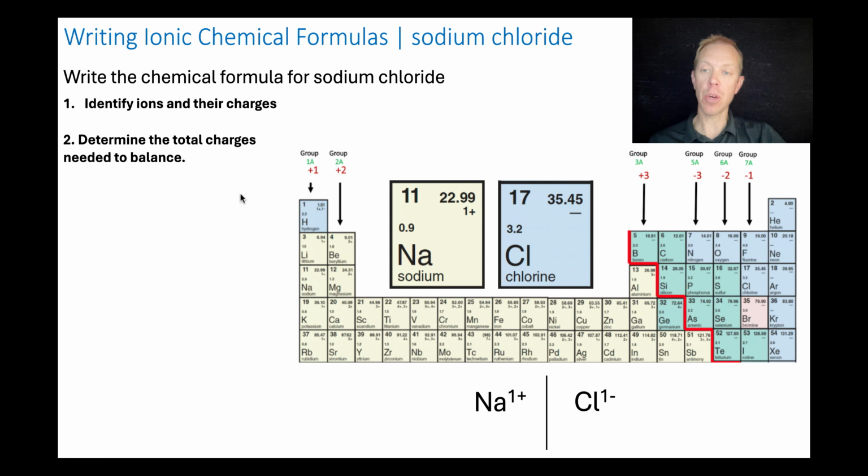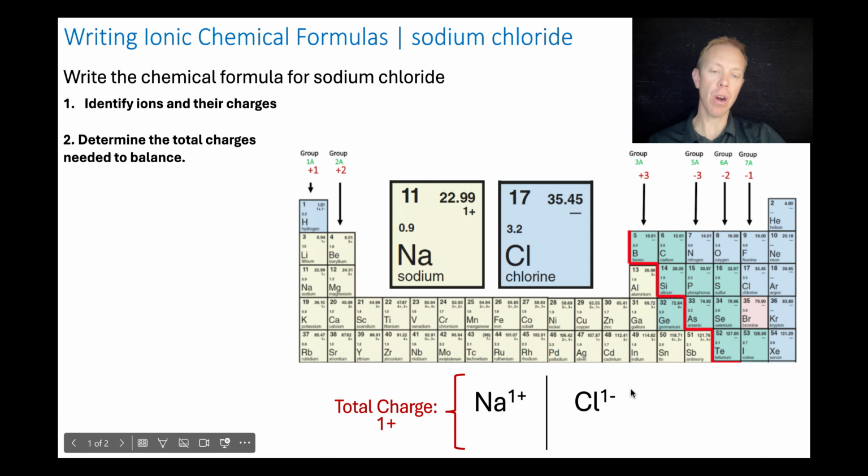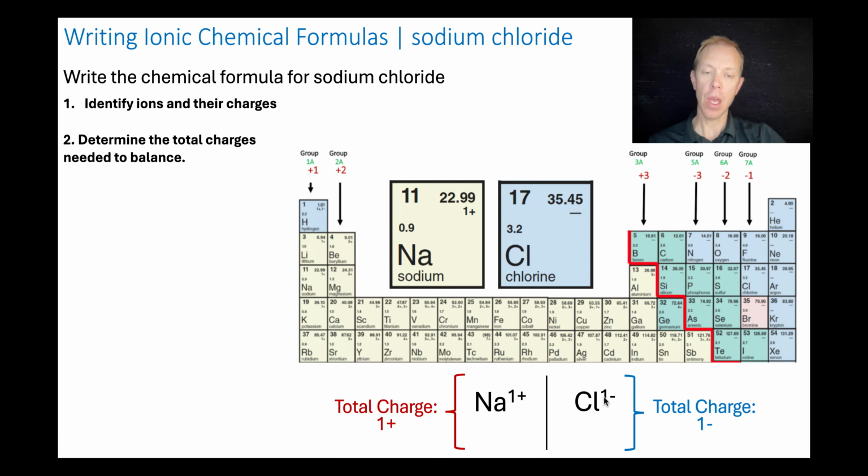So we're going to then determine the total charges needed to balance. Within a chemical compound, the electrical charges need to add up to 0 and be neutral. So taking a look at the sodium ion, we see it has a charge of 1 plus, and chlorine has a charge of 1 minus. So in this case, 1 plus 1 minus is going to equal 0. You can just think of this as positive 1 plus negative 1 equals 0 if you're not speaking in chemistry talk. So then we have those charges balanced.